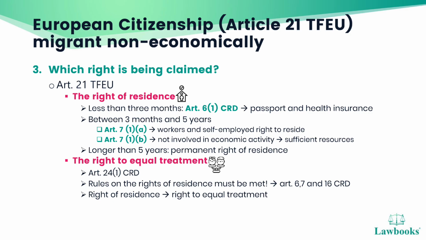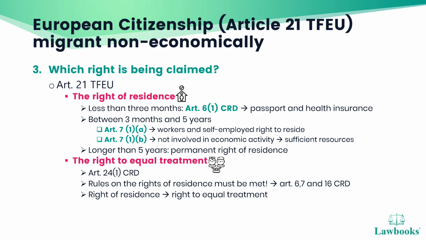So Article 21, the right of residence. We see if you're here as an individual less than 3 months, based on Article 6, paragraph 1 of the Citizens' Directive, you need a passport and you need health insurance. That's the only 2 things you need. So that's quite a low bar. If you're between 3 months and 5 years, we need a little bit more. So then we also look in the Citizens' Rights Directive. We look in Article 7, paragraph 1a and b.